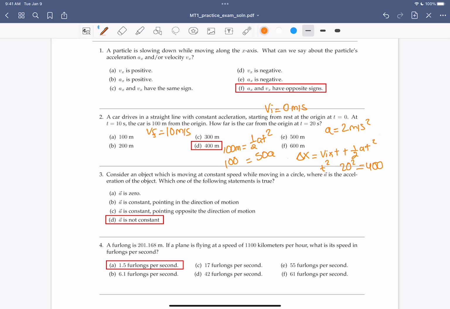If you do that route, you do get acceleration equal to 1 meters per second squared, which is incorrect, because the idea here is if you take that 100 meters, for example, and divide it by 10 seconds, you're not getting the instantaneous velocity at t equals 10 seconds.